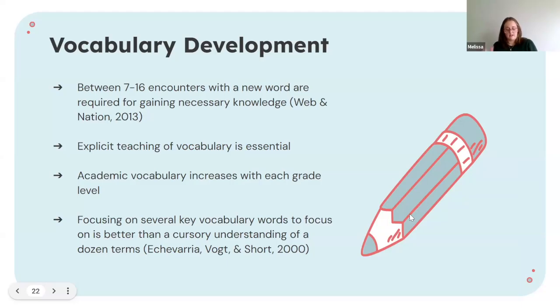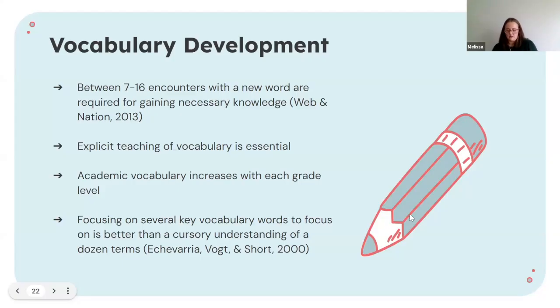Vocabulary development is a major aspect of learning a new language. On average, between 7 and 16 encounters with a new word are required for gaining necessary knowledge. Explicit teaching of vocabulary is beneficial for EAL learners and non-EAL learners, especially in context-dependent situations, because the meaning of a word can change based on where and how it is being used. Vocabulary is only one of the challenges in learning English as a second or an additional language, but it is a big one, and it becomes even bigger the older the students are when they begin learning English, because the proportion of academic vocabulary increases with each grade level.